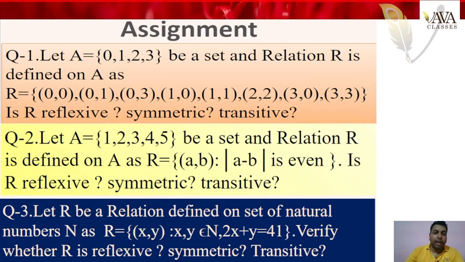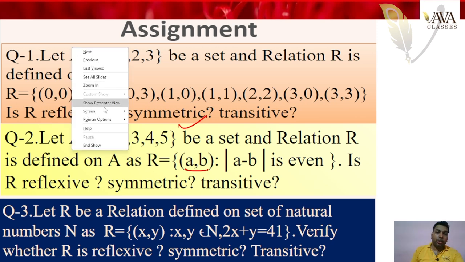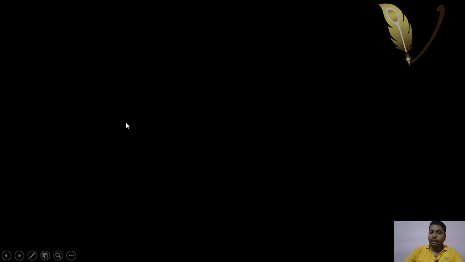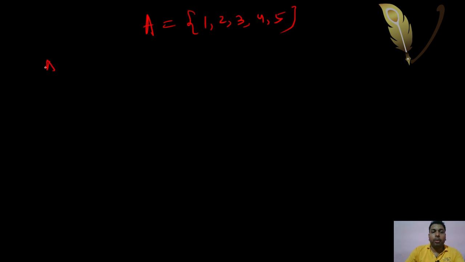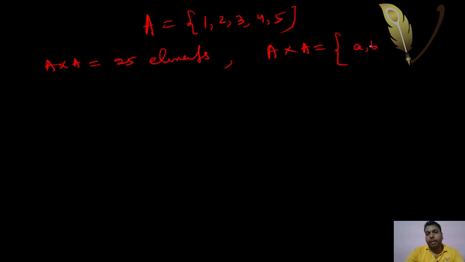Now, question number 2. A equal to {1, 2, 3, 4, 5} be a set and R is a relation defined on A, R equal to ordered pairs (a,b) such that |a minus b| is even. Now, what are the elements in R? Since A equal to {1, 2, 3, 4, 5}, A cross A contains 25 elements. And what are these 25 elements? A cross A equal to ordered pairs (a,b) such that a, b belong to A.